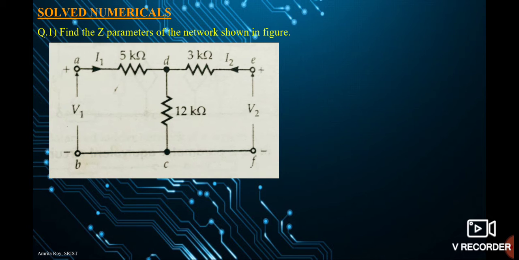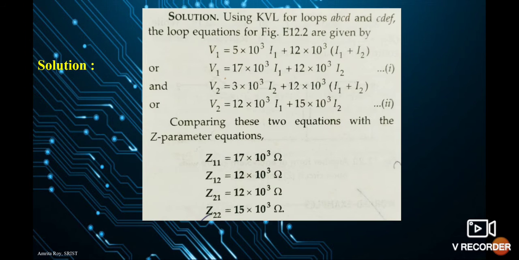So how are we going to solve that? The solution is very simple. We are going to consider the KVL for the loops ABCD and CDEF. So by applying KVL we will write the equation as V1 equals, putting down the value of the first impedance, 5 into 10 cube I1 plus 12 into 10 cube into (I1 plus I2). Our V1 will be equal to 17 into 10 cube I1 plus 12 into 10 cube into I2.